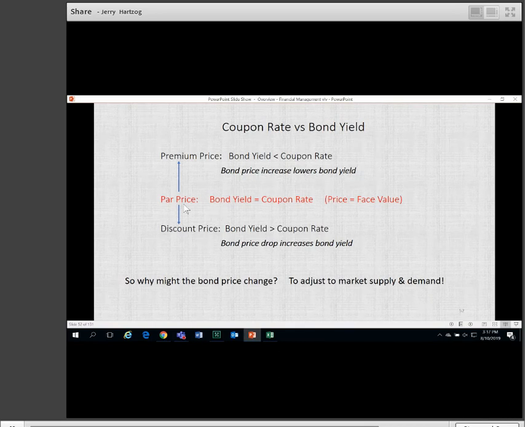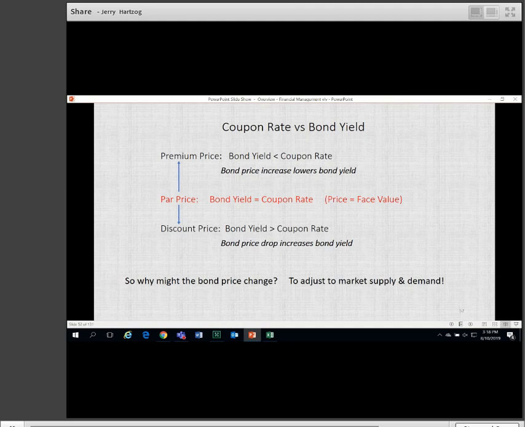Look at it in the other direction. Suppose the price decreases from par down to a discount price, let's just say 900. As the price is going down, the yield is increasing. That bond price drop increases the bond yield. Now the yield is greater than the coupon rate. So far we've just picked artificially selected yields and prices, and we changed them just to see what happened, to illustrate, yes, we're going to have an inverse relationship between prices and yields on a bond.